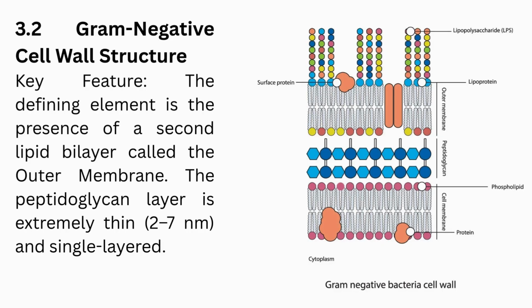Gram-negative cell wall structure. Key feature: characterized by the presence of an outer membrane. The peptidoglycan layer is extremely thin, about 7 nanometers, and lies within the periplasmic space, the area between the inner and outer membranes. Here is the structure and components of the gram-negative bacterial cell wall. Periplasm: the space between the inner plasma membrane and the outer membrane is the periplasmic space, or periplasm, which is large and contains key degradative enzymes.